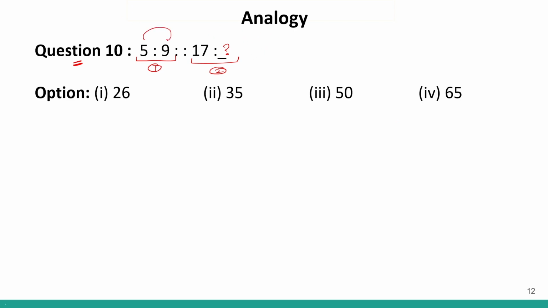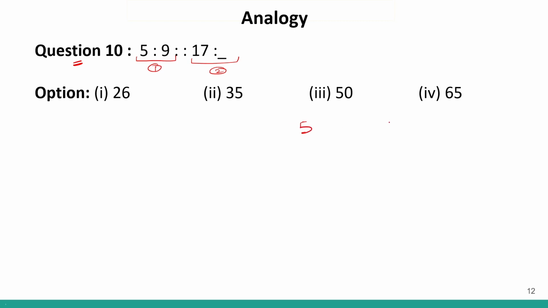I can say this is basically 5 into 2 minus 1. Correct? This is 10 minus 1. So I will use the same logic over here. 17 into 2 minus 1. So I will get how much? 34 minus 1, that is 33. But do we have 33 in the options? No. So this logic is also not being used. Now we have to identify another relationship between 5 and 9. Correct? This logic is not being used.